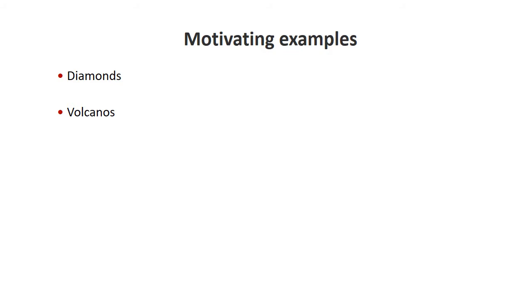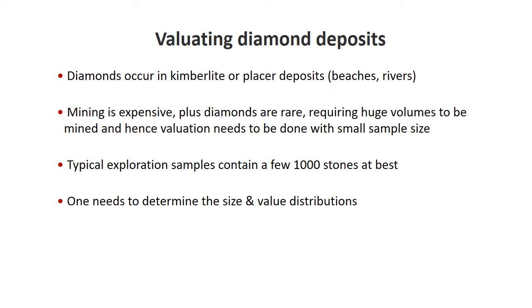So there are two motivating examples that I will be discussing in the overview. We will later on also talk about rainfall, which is another interesting extreme value event. That will come in more when explaining the various methods. The first example is something that I'm quite familiar with, since this was actually my PhD topic: the valuation of diamond deposits. So a little bit of background here.